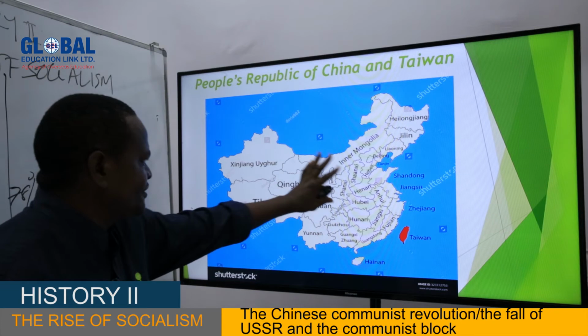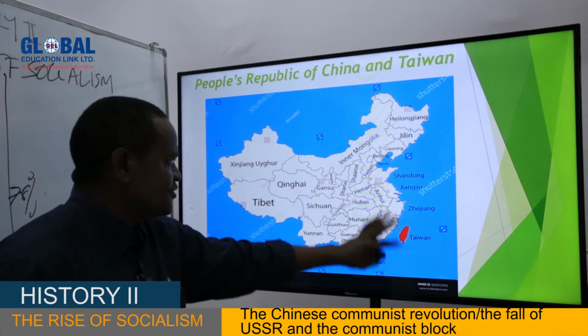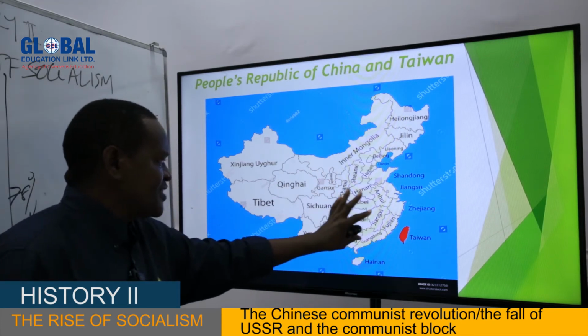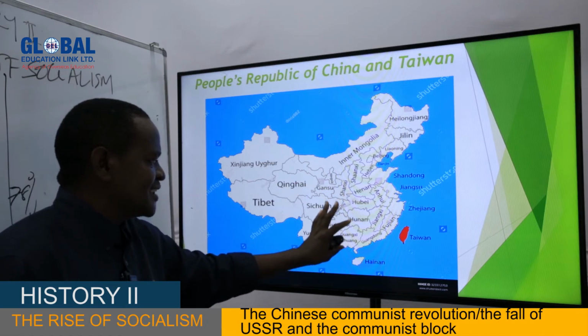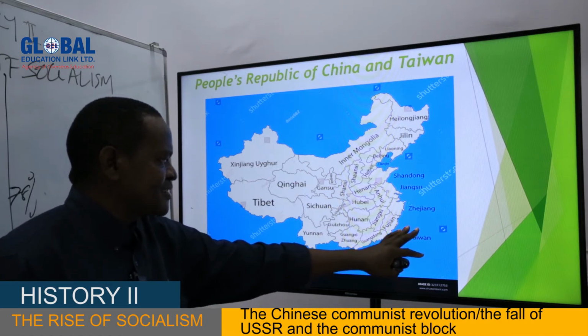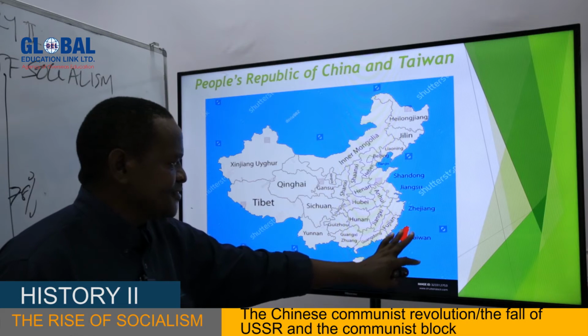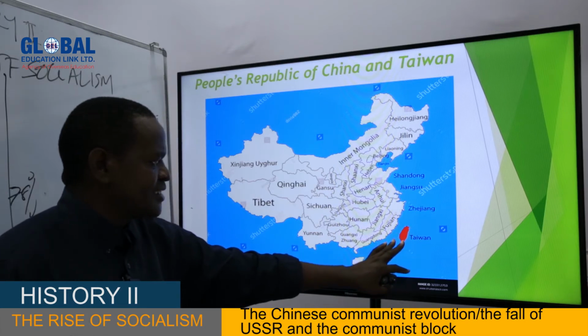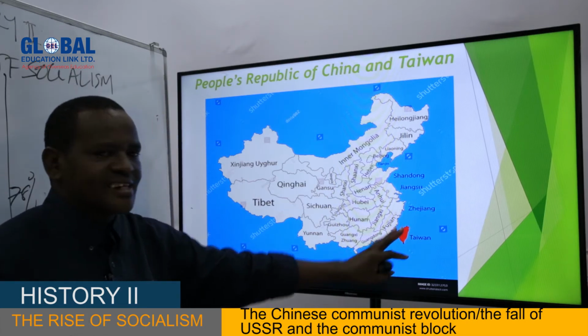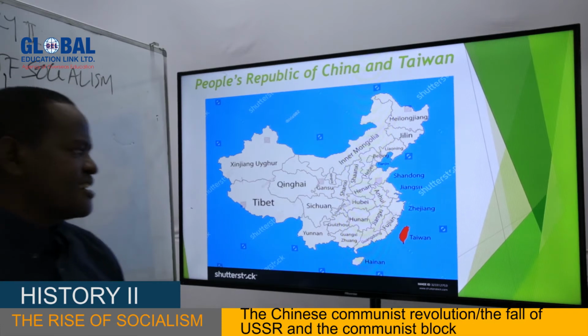This is mainland China, and this is Taiwan. So the leaders who were defeated by the communists, the nationalists, ran and established their stronghold in Taiwan. And Taiwan was supported by the United States of America, and in fact, it was recognized by 27 other countries in the world.